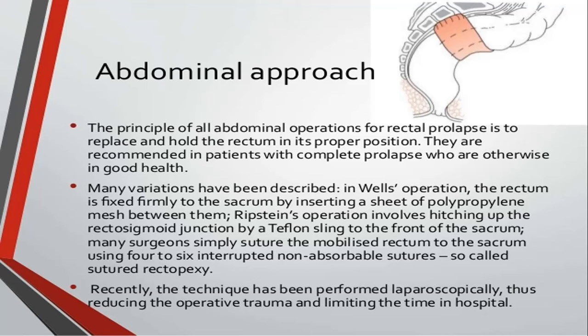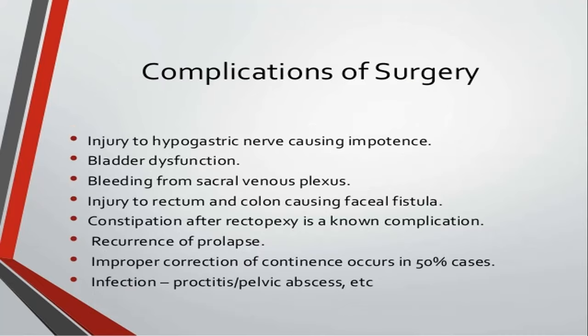If you are applying a polypropylene non-absorbable mesh between them, it's called Wells operation. If you are applying a Teflon sling, attaching the rectosigmoid junction in front of the sacrum, it's called Ripstein repair. Recently, the technique has been performed laparoscopically, thus reducing operative trauma.